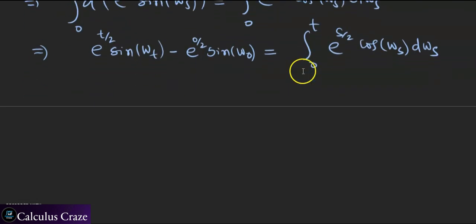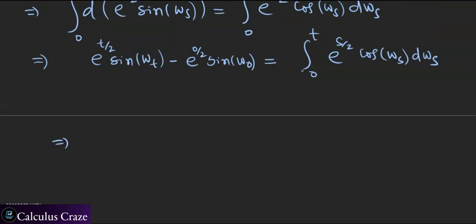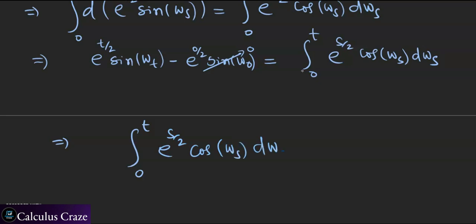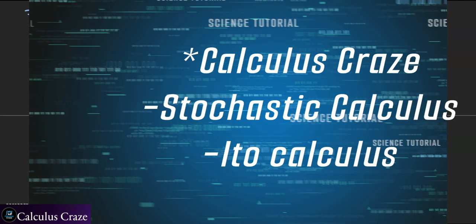So now what can we conclude from here? Because w sub 0 is 0 and sine of 0 is 0, this is going to be 0. So the integral from 0 to t of e to the s by 2 times cos of w sub s with respect to Brownian is going to be e to the t by 2 times sine w sub t. So this is the stochastic integral that we solved using the technique of Ito Lemma.